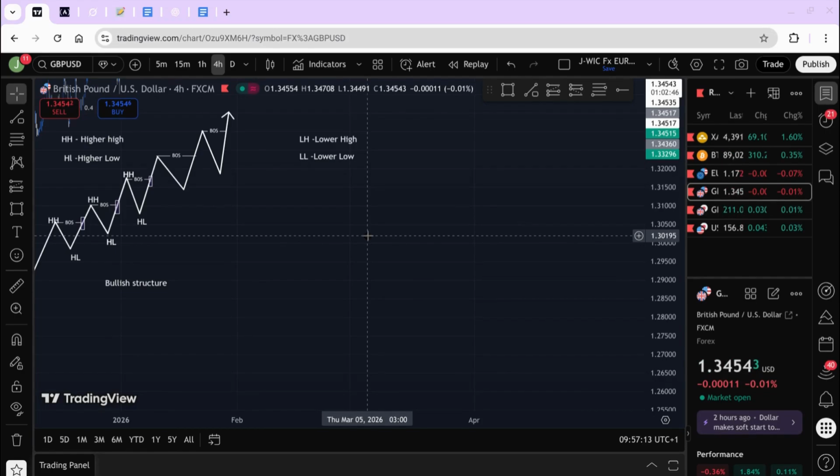In the bullish structure, you're breaking structures to the upside. In the bearish structure, you are going to be breaking structures to the downside. You're going to be breaking structures to the downside. Let me draw this.